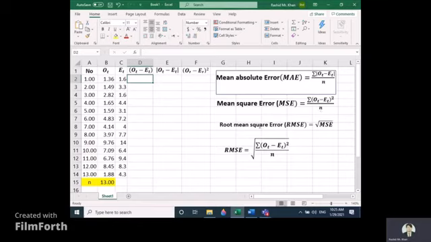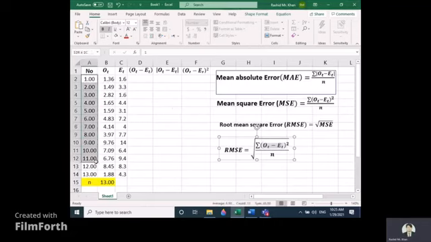The root mean square error is very simple. Just take the square root of the MSE and it will provide the RMSE. We can also write this equation as RMSE equal to the square root of the sum of observed minus expected, whole squared, divided by n. So let's start how to find these.